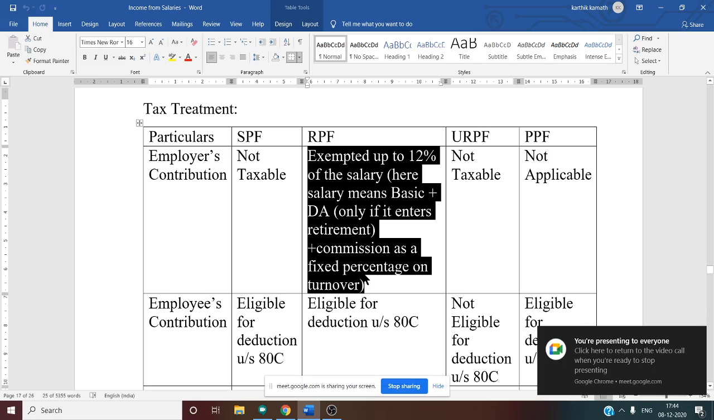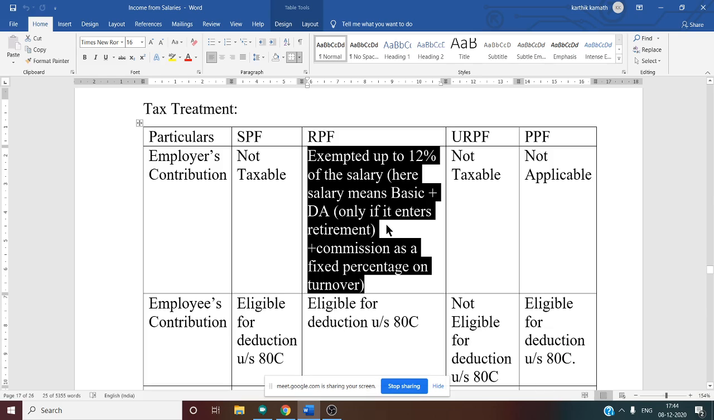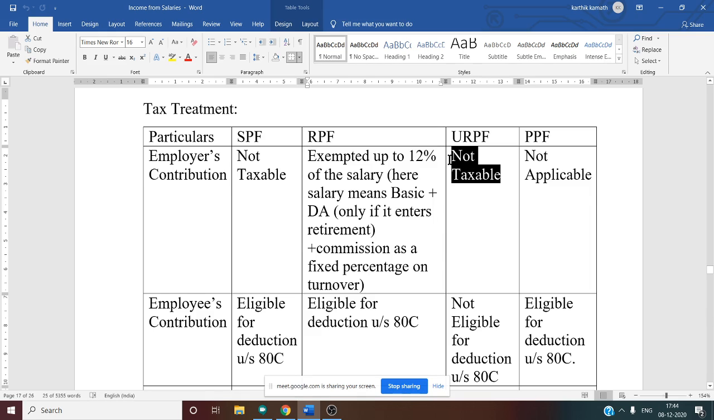And here, what do you mean by salary? Salary means basic plus DA, and DA you can take only if it enters the retirement benefit, and commission you can take if it is given as a fixed percentage on the turnover. This is about RPF. And URPF, unrecognized provident fund, employer's contribution, not taxable. PPF also, it is not applicable at all.